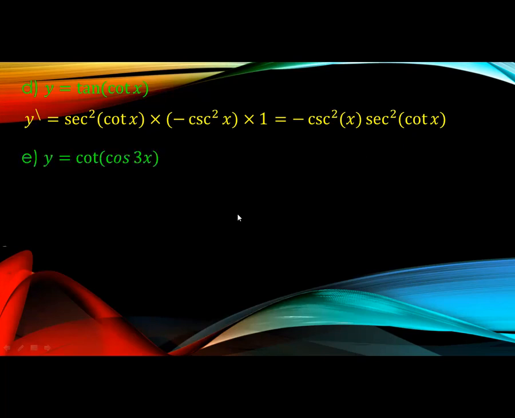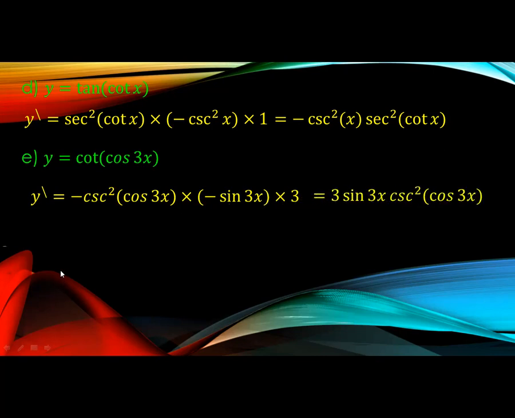Letter E, sorry. y equals cotan of cosine 3x. So its derivative we label by y dash, and the derivative of cotan is negative cosec square for the same angle cosine 3x, multiplied by the derivative of the angle. The derivative of cosine 3x is negative sine 3x times 3, which is the derivative of the angle 3x. Also, we can simplify this answer to become 3 sine 3x cosec power 2 for cosine 3x.